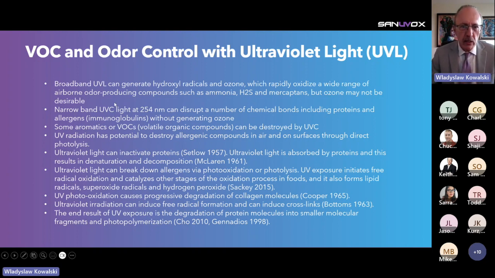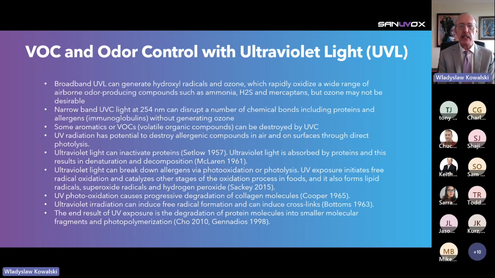Broadband UV light, ultraviolet light, can generate hydroxyl radicals and ozone, which rapidly oxidize a wide range of indoor odor-producing compounds, like ammonia, hydrogen sulfide, and mercaptans. But ozone is not desirable, but it also can be removed from the airstream. Narrowband UVC at 254 nm can break a number of chemical bonds, including proteins and immunoglobulins in allergens, without generating ozone. Some aromatics or volatile organic compounds can be directly destroyed by UVC. UV has the potential to destroy allergenic compounds, both in air and on surfaces.